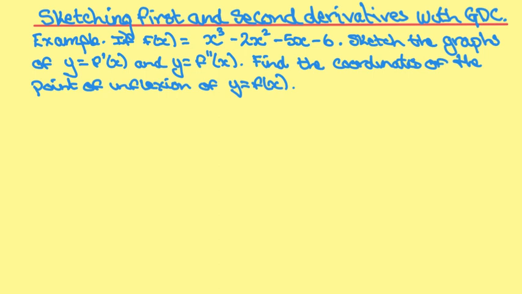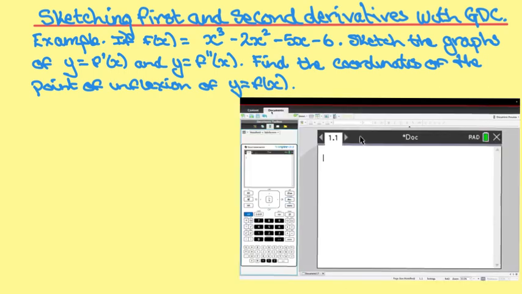In this video, we're going to be sketching first and second derivatives with a GDC. I'm going to be using a TI Inspire. So example, if f of x is equal to x cubed minus 2x squared minus 5x minus 6, sketch the graphs of y equals f dash of x and y equals f double dash of x, and find the coordinates of the points of inflection of y equals f of x.